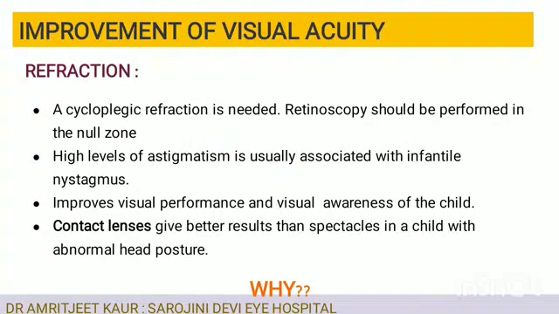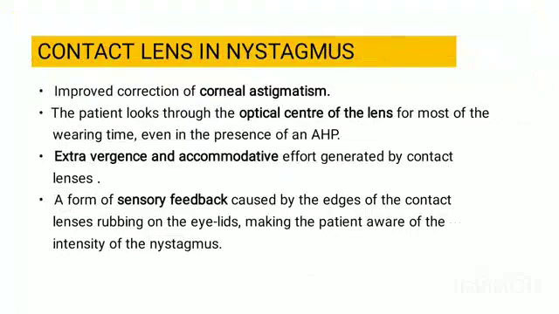Let us see why. Contact lenses are better at correcting astigmatism. Also, the patient always looks through the optical center of the contact lens while wearing it, even if he has an abnormal head posture. Since the vertex distance of the spectacles is eliminated in a contact lens, extra accommodation is needed, which provides extra convergence. And this can significantly reduce the nystagmus, as convergence can dampen nystagmus in infantile nystagmus. A form of sensory feedback is also caused by the contact lenses, which causes the patient to be more aware of the intensity of his nystagmus.